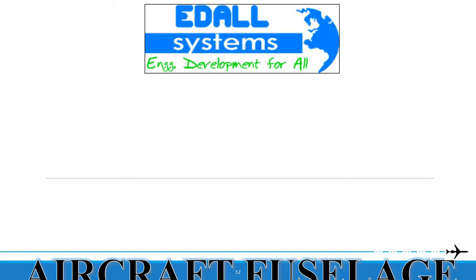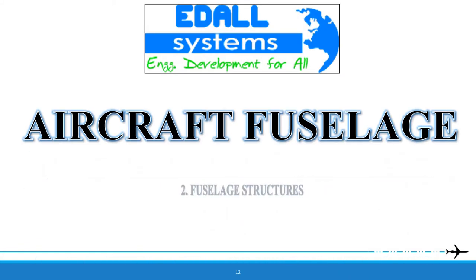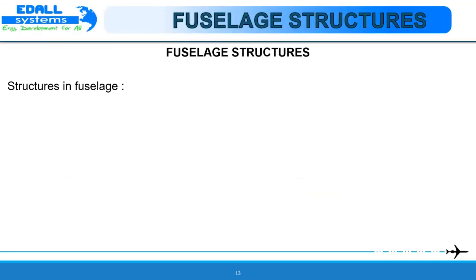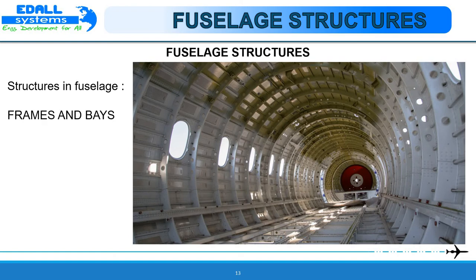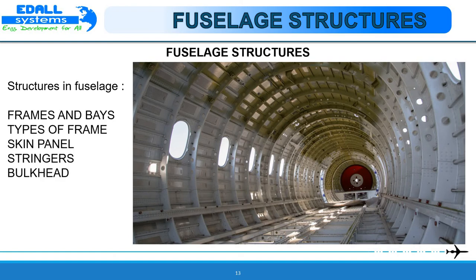In our previous session, we had discussed the fuselage geometry. Now let us start off with the fuselage structures. Fuselage structures basically consist of frames and bays, types of frame, skin panel, stringers, and bulkheads. Let us start off with frames and bays.